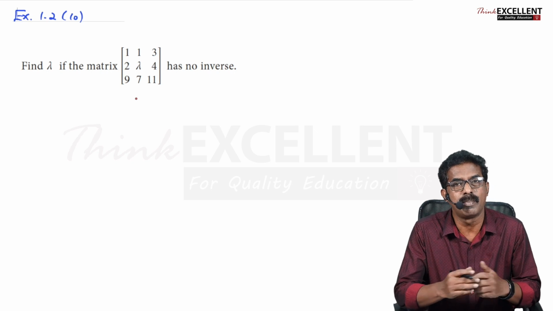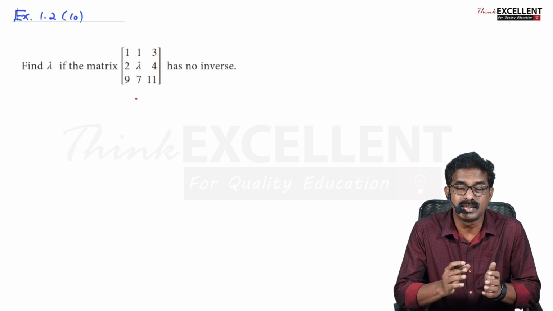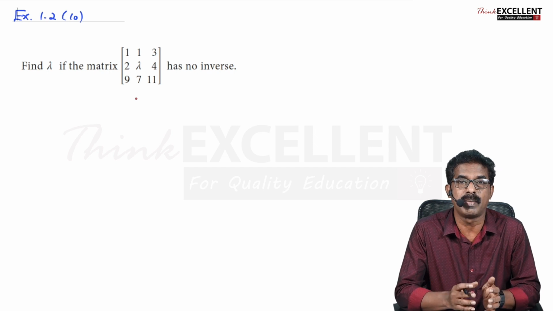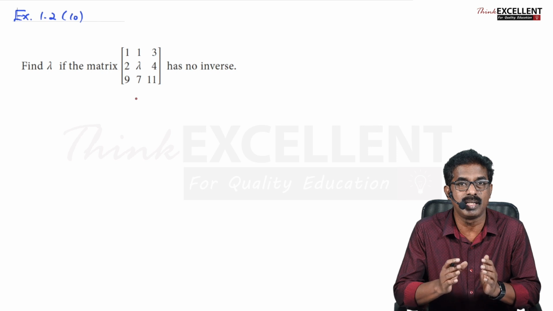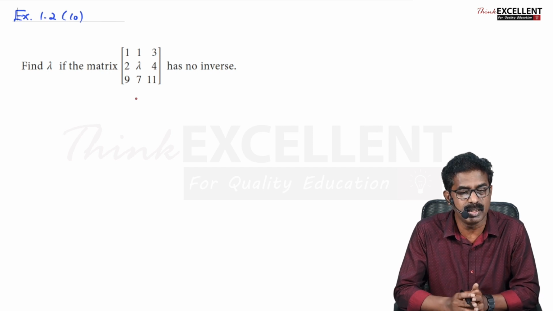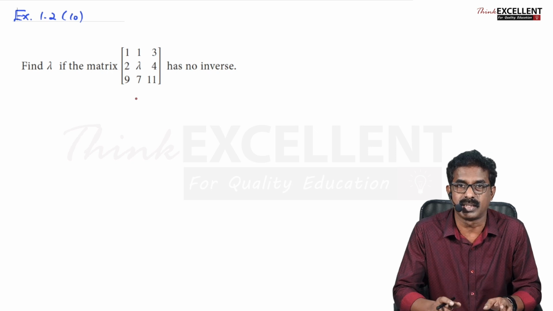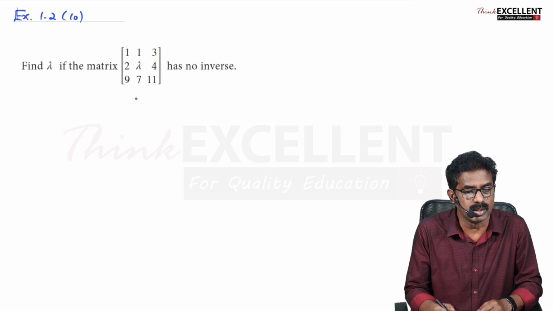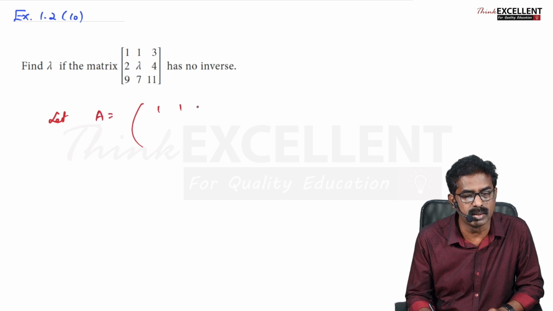When we say the matrix has no inverse, it is singular, right? A matrix inverse exists when the matrix is non-singular. So the inverse exists when determinant A is not equal to 0. Here they said there is no inverse, which means the inverse does not exist. So determinant A equals 0. We take this as A. Let A equal the matrix 1, 1, 3; 2, lambda, 4; 9, 7, 11.